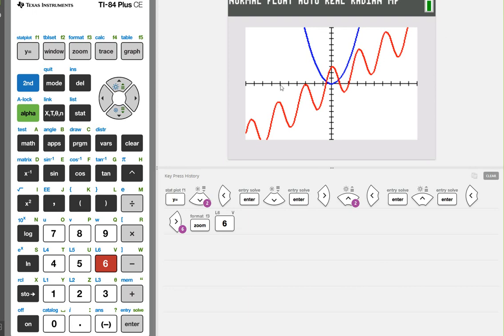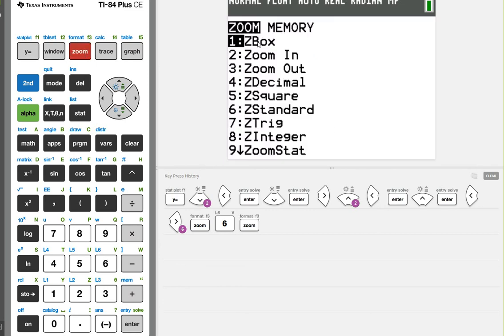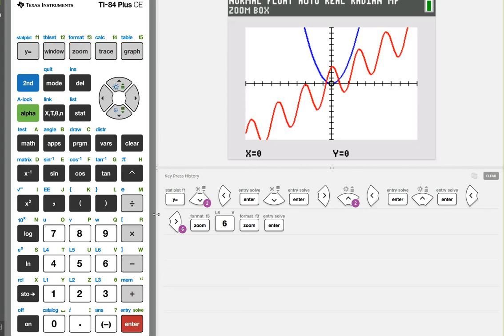Now, let me show you another cool trick. If I want to focus my attention on this area right here, I could sit there and twiddle my thumbs and think about, well, gee, what should the window be? But how about if we make it a little bit easier? Hit the zoom key again. This time, select the first option, zoom box. So zoom, and then enter.